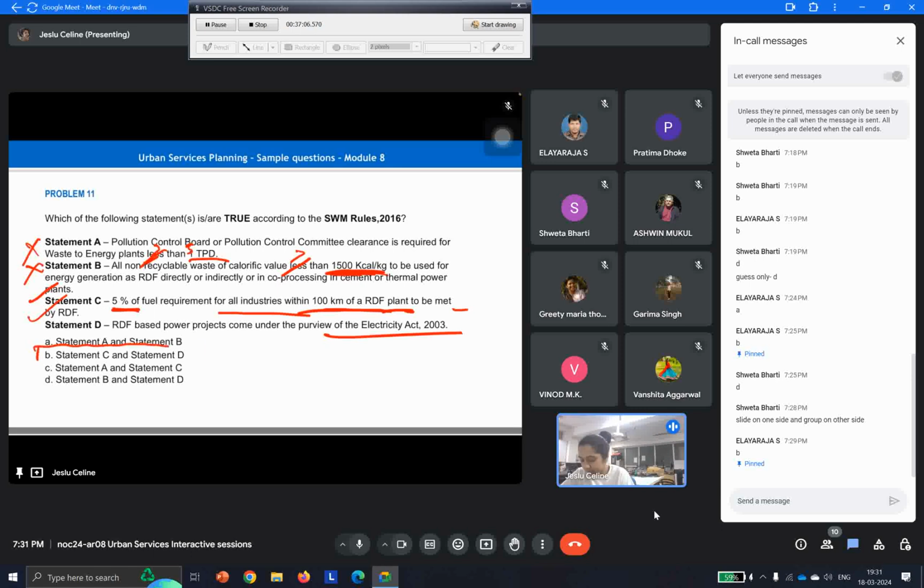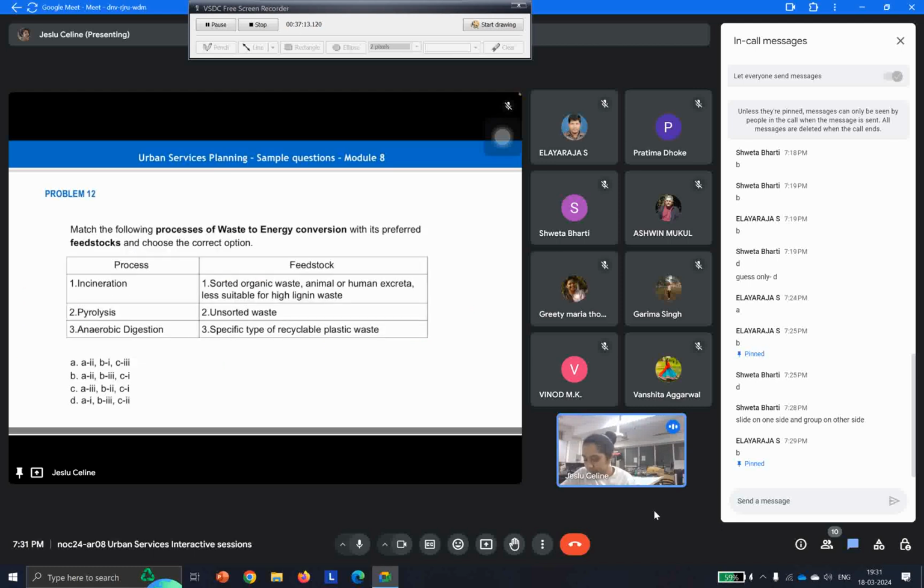So statements C and D are correct, which means option B is the correct answer. Right. Let's proceed to the next question. Match the following processes of waste to energy conversion with their preferred feedstock and choose the correct option. The different processes are incineration, pyrolysis, and anaerobic digestion, and the feedstock is sorted organic waste, animal or human excreta, less suitable for high lignin waste, unsorted waste, and three specific types of recyclable plastic.